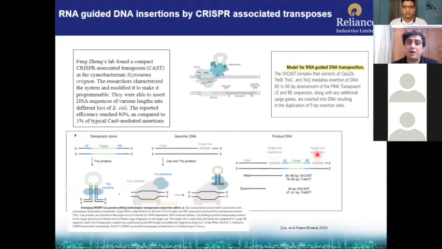Recently, people have found that certain kinds of transposases, jumping gene elements, can also do gene insertion. So this is Feng Zhang's lab from MIT. They found that certain kinds of cyanobacteria have this kind of CRISPR-associated transposase, which basically helps in gene integration. So a lot of happenings are going on, a lot of additions, new development.